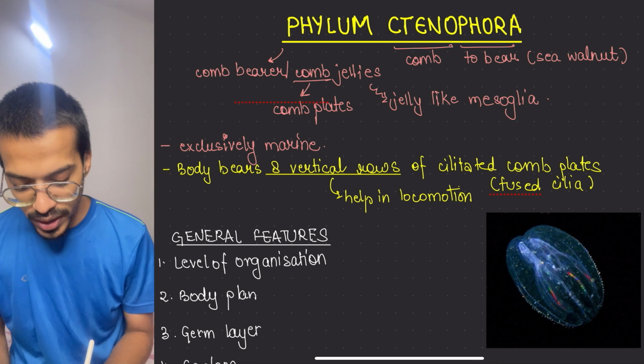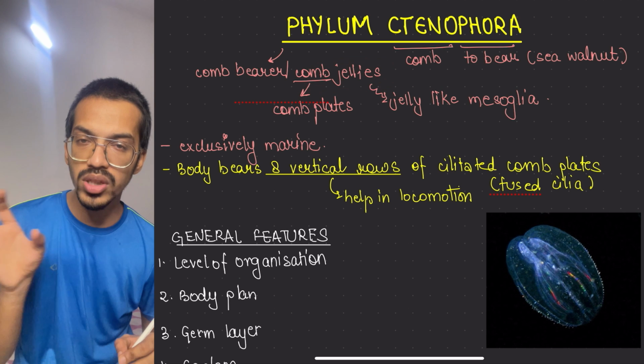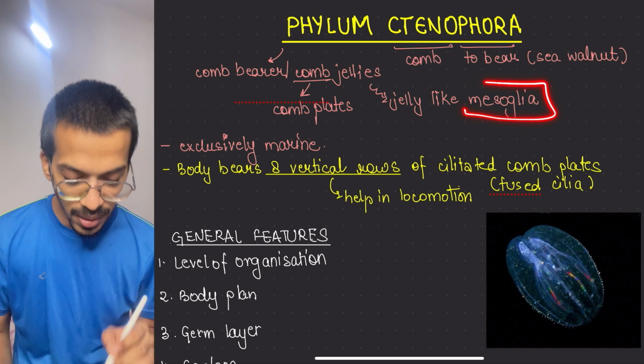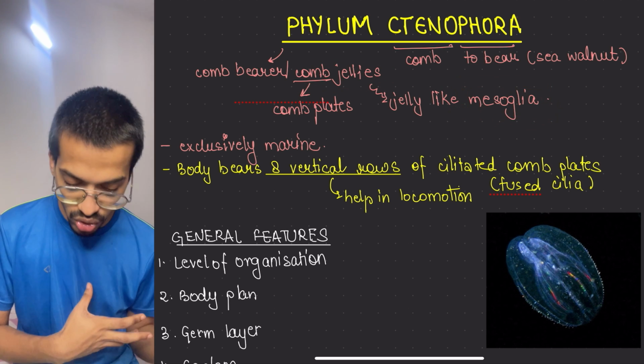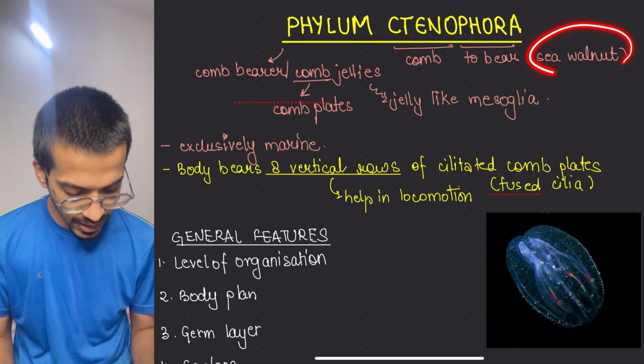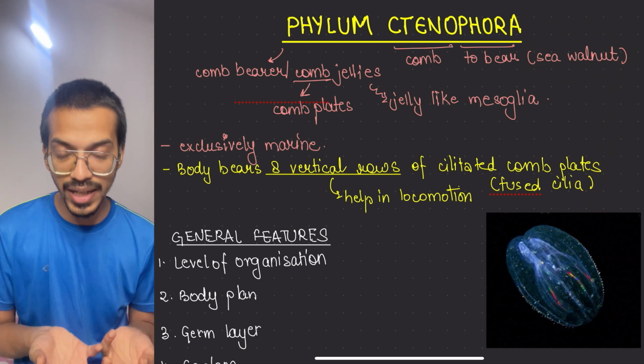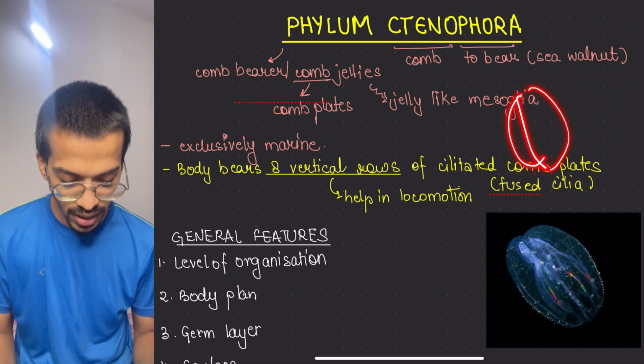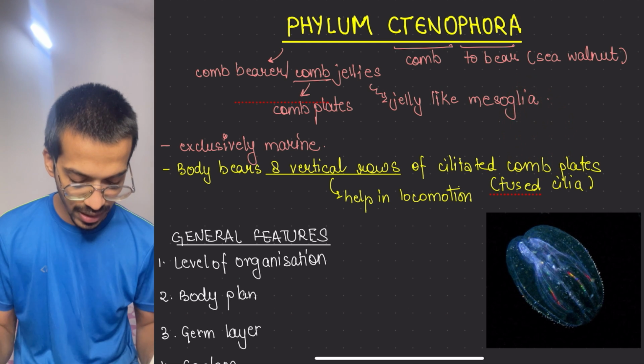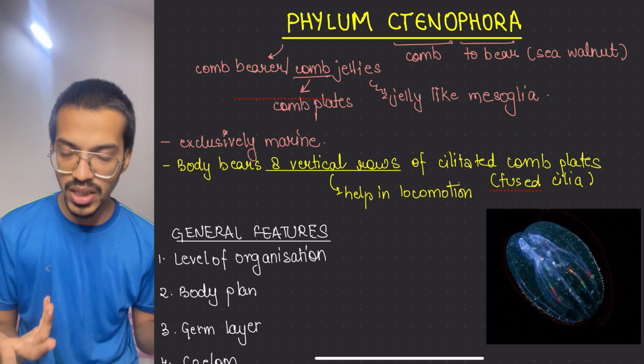They are also called comb jellies. Why jellies? Because their mesoderm is in the form of mesoglea. Mesoderm is not present in them. They are also called sea walnut. Can you see the walnut kind of appearance? A walnut has lines present like this, so they appear like that. The lines are present, so sea walnut.